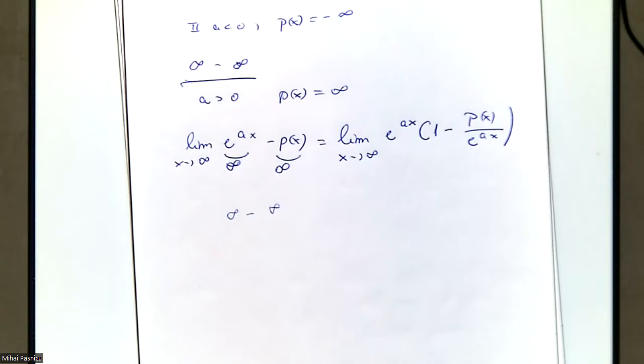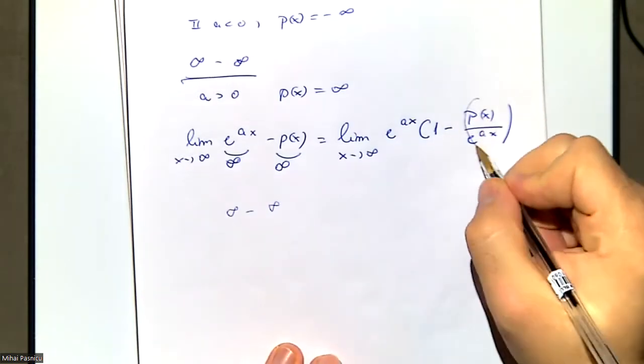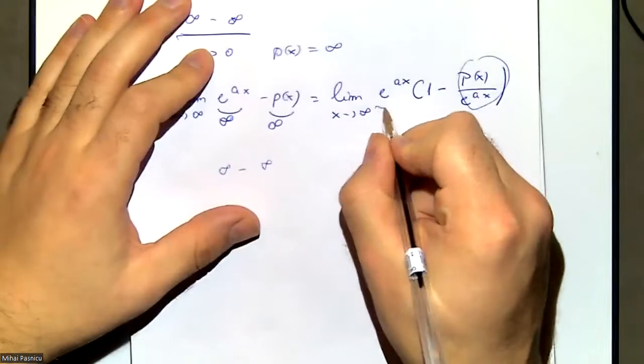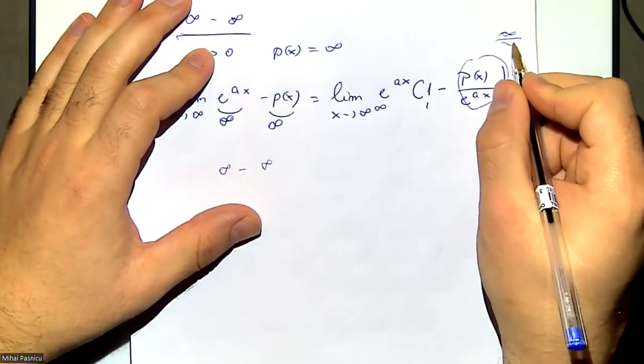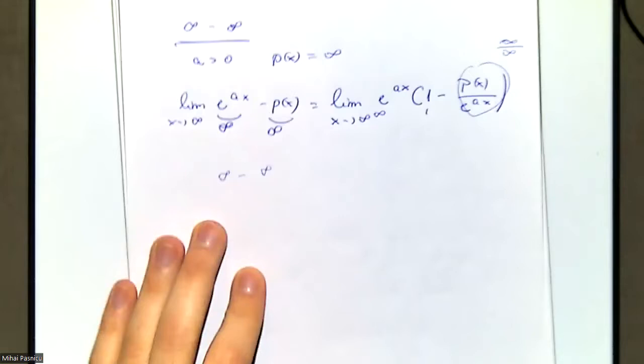Okay, I just created my own fraction. I just factor it out. So I have this fraction. Now, this goes to infinity. This is 1. This is infinity over infinity. So I can attempt to compute this.